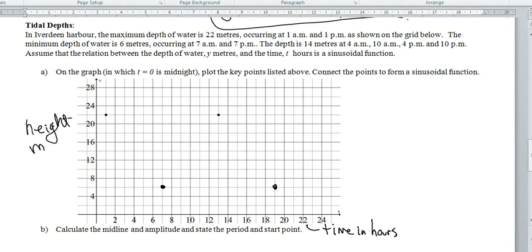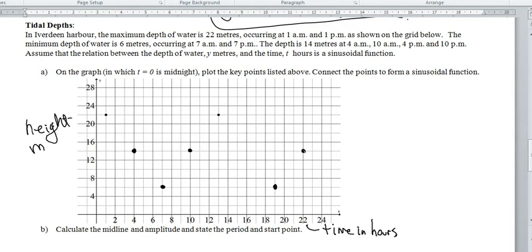The depth is 14 meters at 4 a.m. Okay, 4 meters at 4 a.m. Or sorry, 14 meters. 14 meters at 4 a.m., 10 a.m., and 10 p.m., which is what on the 24-hour clock? 22. Assume the relation between the depth, water y, and the time in hours is a sinusoidal function. On the graph, in which t equals 0 is midnight, plot the key points listed above, connect the points to form a sinusoidal function. Okay, so we seem to have these four things, right?